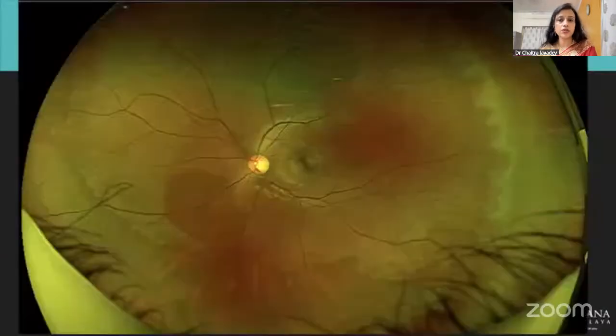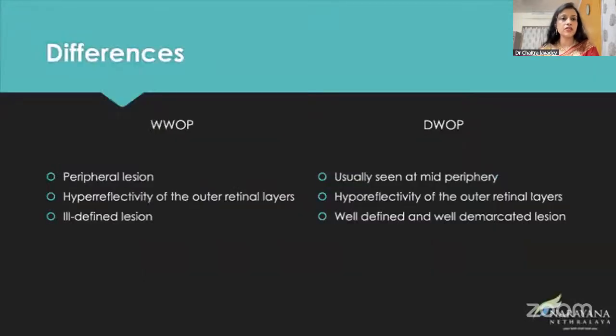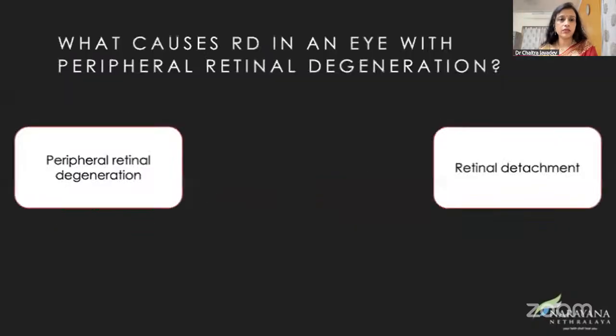Dark without pressure. Again, here you can see these patches, which are also associated with white without pressure. So you can see here more clearly delineated dark without pressure. What are the differences here? White without pressure is peripheral, whereas dark without pressure is seen in the mid-periphery. There is hyperreflectivity of outer retinal layers in one, and here you see hyporeflectivity. White without pressure is ill-defined, whereas dark without pressure is better defined and well demarcated.